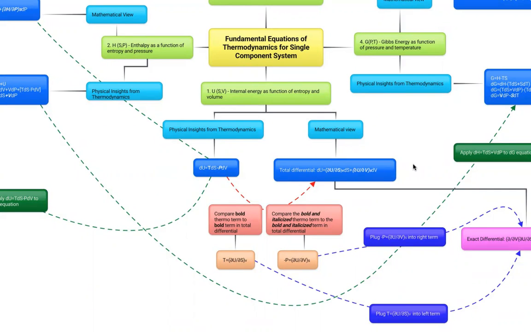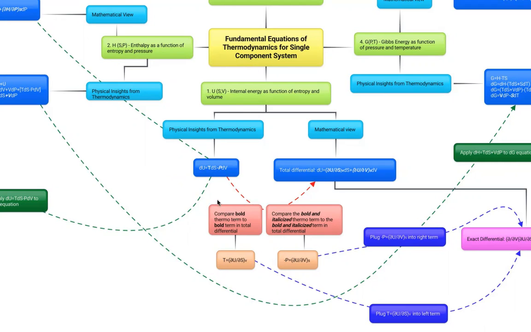And you can relate these two, the physical insights and the mathematical view. That is represented by this red arrow right here. The red bubbles explain how you connect the two. The left bubble explains that the bold term in the thermo equation can be related to the bold term in the total differential. In this case, it would be the T in the thermodynamic equation and the partial derivative of the change in U as S changes at constant volume.